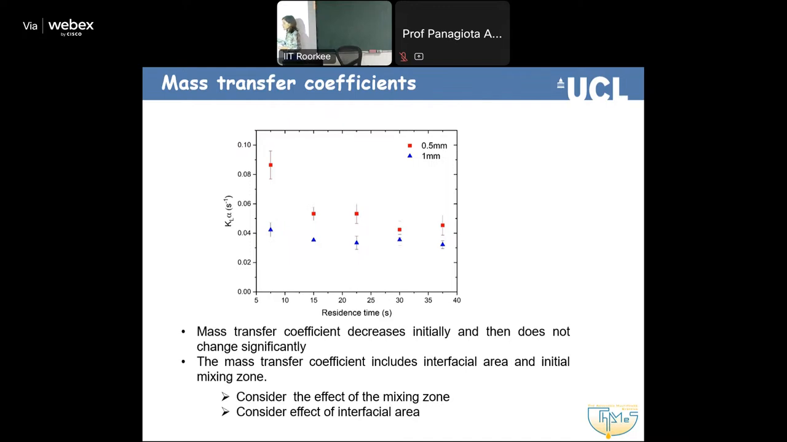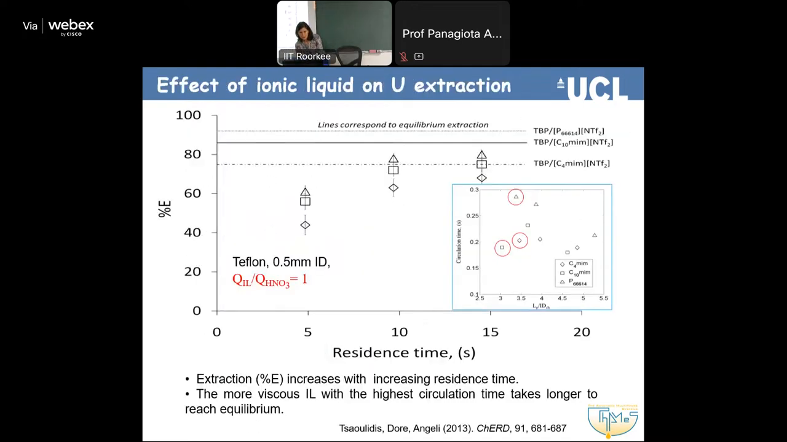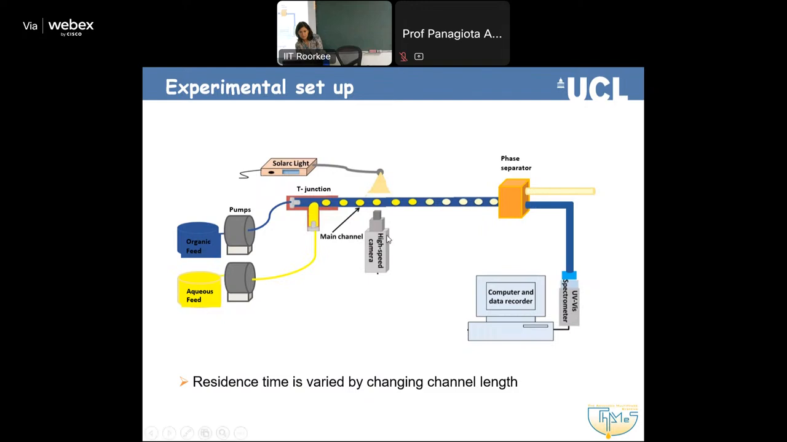So that's how we got the different residence times. When we have a residence time of 7 seconds, it means that our tube was really very short, and we were measuring basically just here, very close to the mixing zone. Okay. So if we want to get a longer residence time, then we cut the tube a bit longer, and so on and so on.